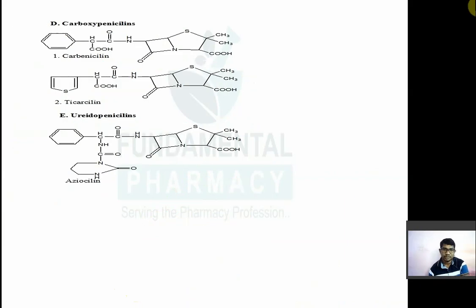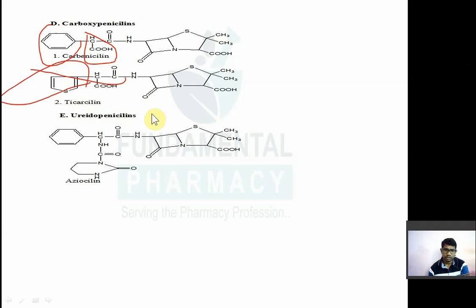Now carboxypenicillins. In that you have carbenicillin and ticarcillin. So on the alpha carbon atom there will be a carboxylic group, carbenicillin. Then ticarcillin, in ticarcillin, instead of this benzene you have a thiophene ring over here.